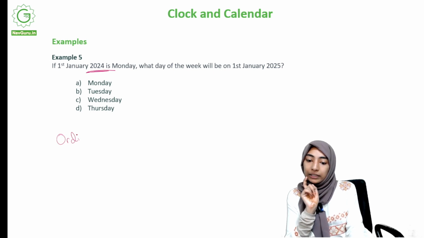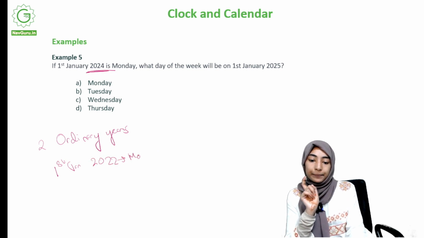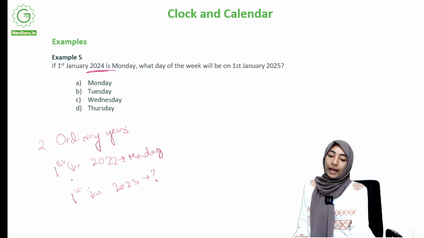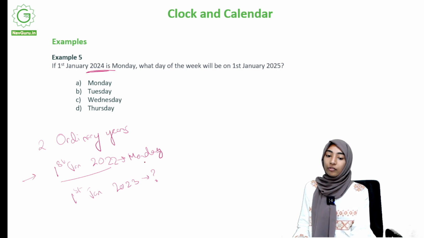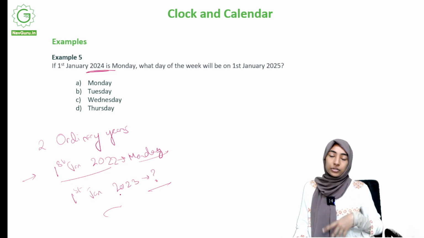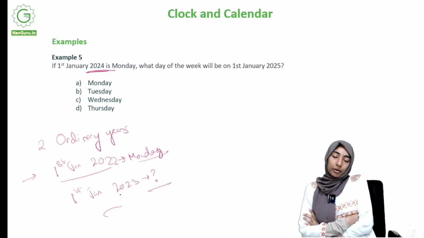If you have 2 consecutive ordinary years, if you have a day, like for example, if I tell you that 1st January 2022 is a Monday, what day will be 1st January 2023? Basically, if you know the day of one date in 2 consecutive ordinary years, what will be the day of that date in the next year? We had learned this in notes. Let me see if you remember. We just revised it also. I'll give you just a minute to think about it and let me know if you remember.